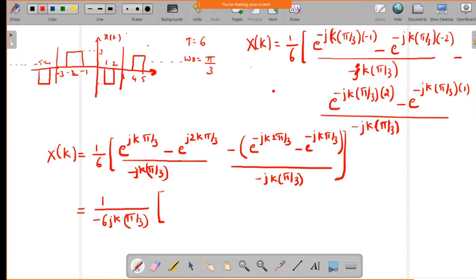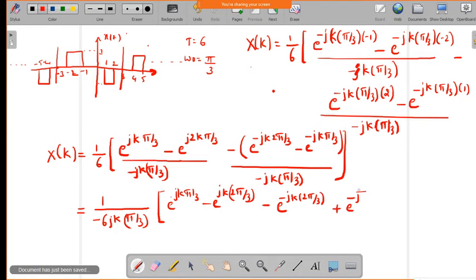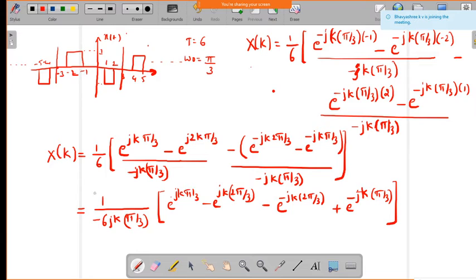so find out the value: e^(jkπ/3) minus e^(j2kπ/3), minus e^(−jk2π/3) plus e^(−jkπ/3). Okay, so now you evaluate this in terms of sin and cos terms. You expand those terms and you will come to know which terms remain. Okay, so 1 over minus 6j into kπ/3.